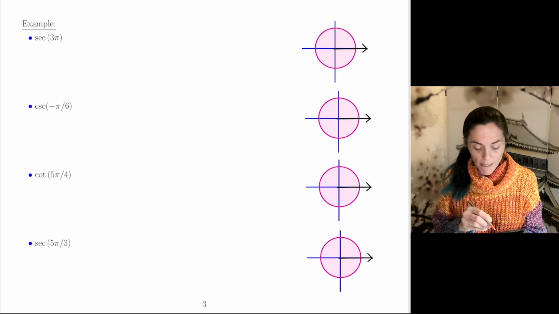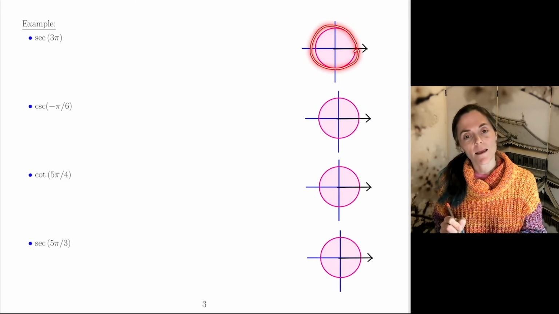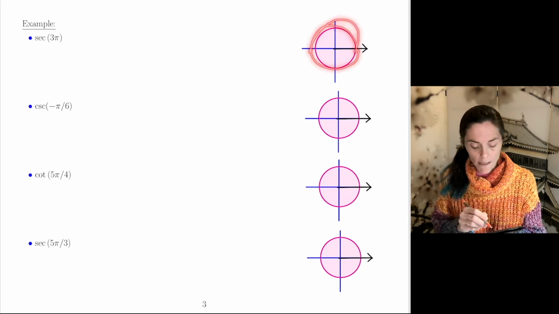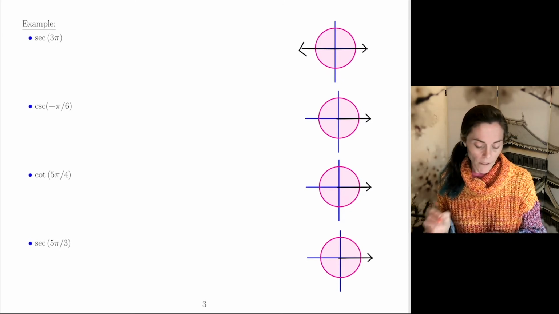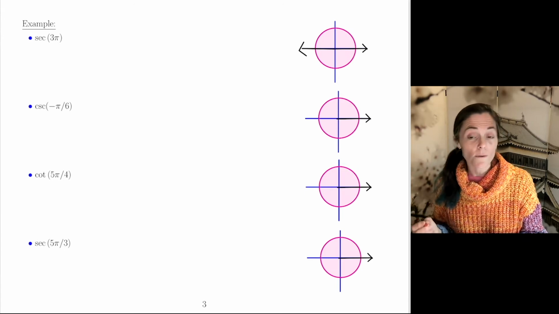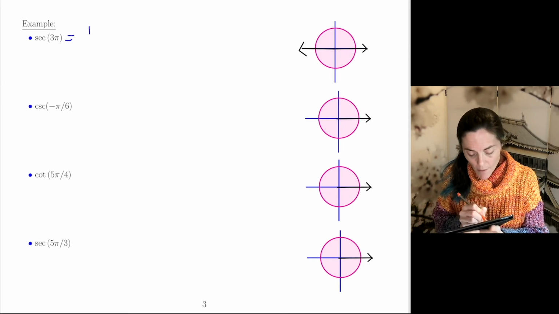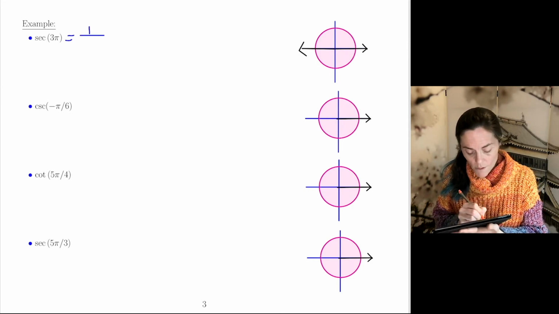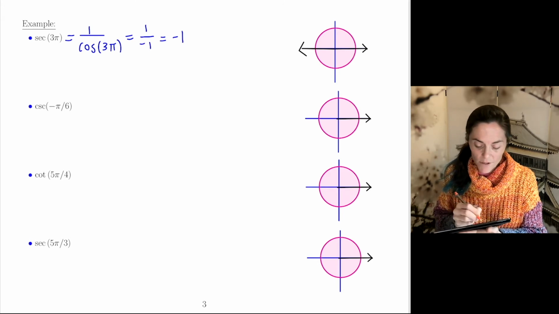So the first one is 3 pi. We go around 2 pi, and we go around 1 more pi. So 3 pi is out here. This is my angle. Well, you notice here the cosine is -1. And so secant of 3 pi would be 1 over the cosine of 3 pi. This is 1 over -1, which is -1. So here's my first answer.